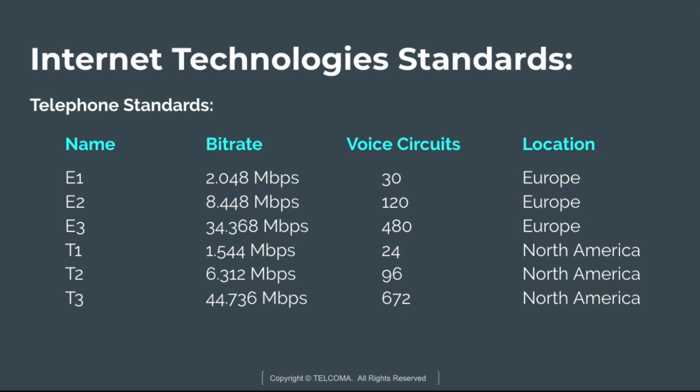Then T2 has a bit rate of 6.312 megabits per second and combines 96 voice channels. In the T-series standards, telephone companies use a multiplexing hierarchy that combines multiple voice calls into a single digital circuit. Here the T standards are defined as the underlying carrier system.